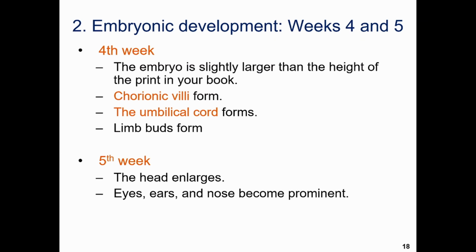We get to weeks 4 and 5. Now our embryo is a little bit larger than the print from a textbook, and the chorionic villi have formed. We're starting to see an umbilical cord, and we're seeing the beginning of limb buds. Not quite arms and legs yet, more like little extensions of flesh that will eventually become the arms and legs. During the 5th week, the head starts to get larger, the eyes, the ears, and the nose become a bit more prominent, although it still doesn't quite have an adult face-like appearance yet.